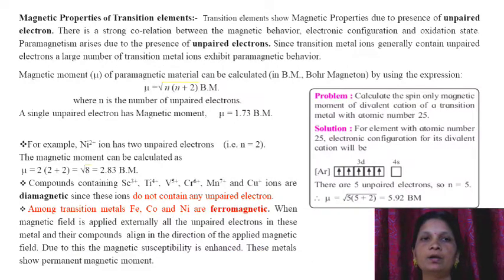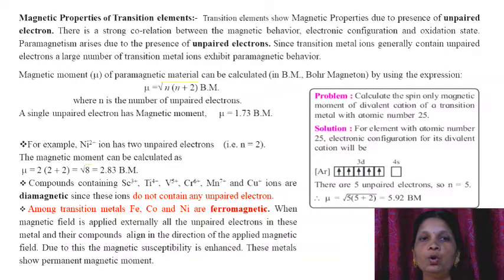Now let us discuss the magnetic properties of transition elements. This is again one more important question which is asked in the form of a short note or may be asked in the form of a problem. Transition elements show magnetic property due to the presence of unpaired electrons. There is a strong correlation between the magnetic behavior, electronic configuration and oxidation state. Paramagnetism arises due to the presence of unpaired electrons. Since transition metal ions generally contain unpaired electrons, a large number of transition metal ions exhibit paramagnetic behavior.